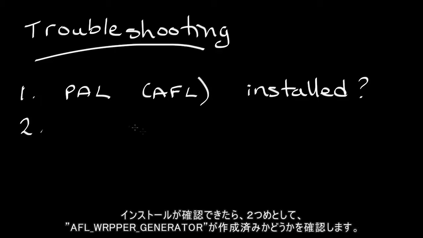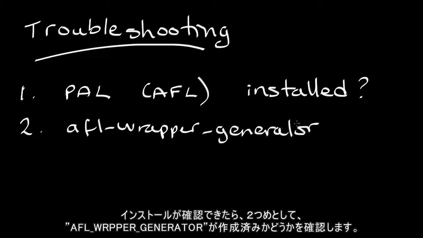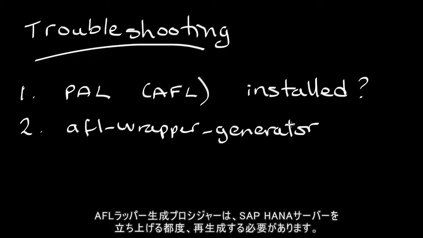If it is installed, the second thing you might want to look at is the AFL_WRAPPER_GENERATOR. Has that actually been created? Because when you restart the HANA server, you need to recreate the AFL wrapper generator procedure.